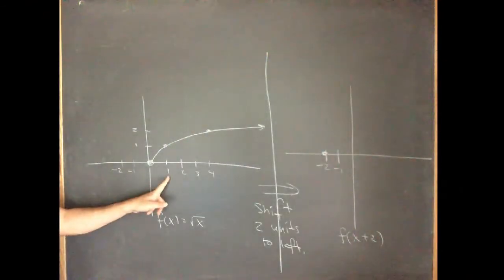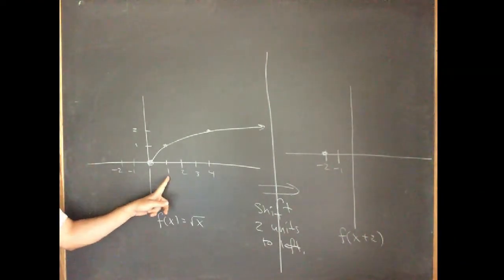And what about 1? Where does 1 go? If we shift 2 units to the left, where does 1 go to on the x-axis?